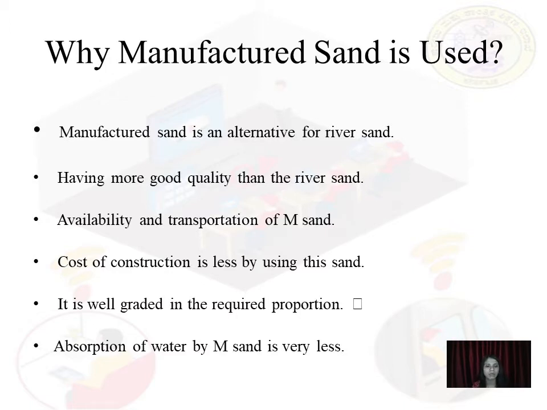And another advantage is that absorption of water by M sand is very less when compared to river sand, which leads to high strength of concrete or mortar, and so on. Yes, these are some of the advantages of manufactured sand.